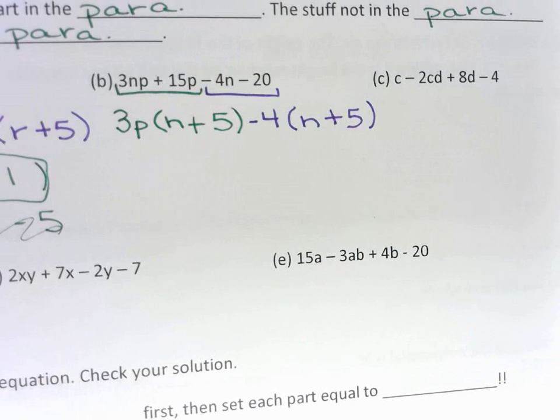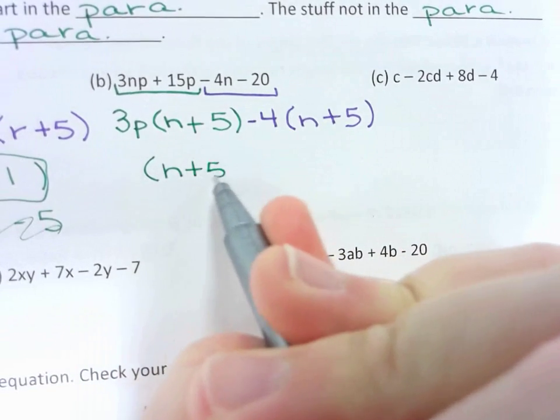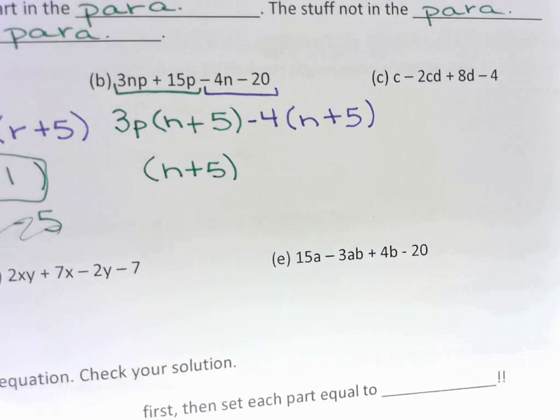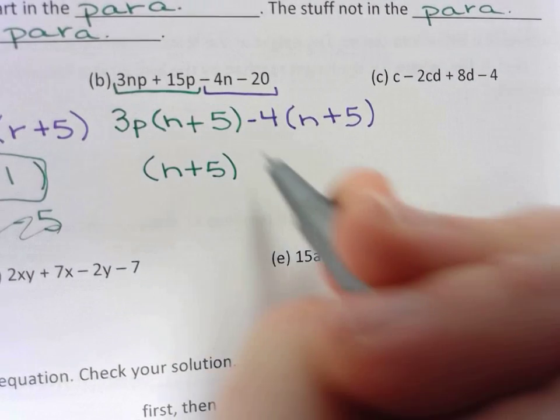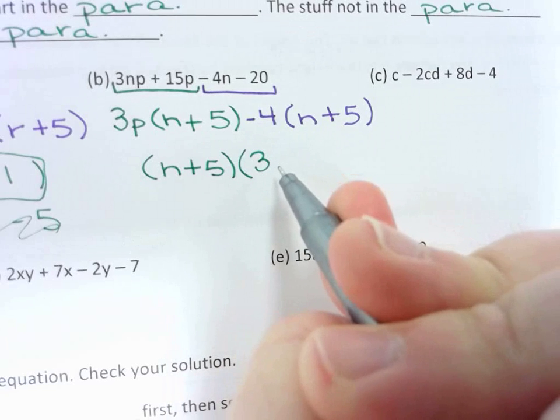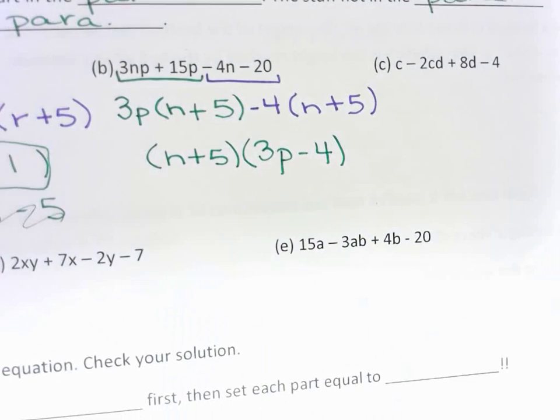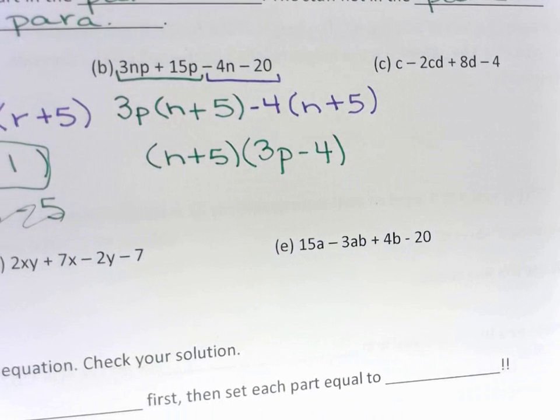Finally, if your parentheses are the same, your n plus 5, whatever's in parentheses, goes in one parenthesis. So n plus 5 goes in one. What goes in my other one? 3p minus 4. And this is now factored because I have something times something: n plus 5 times 3p minus 4. That is factored. That's the definition of factored.